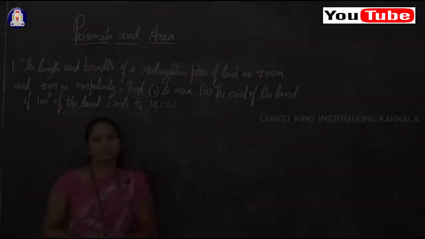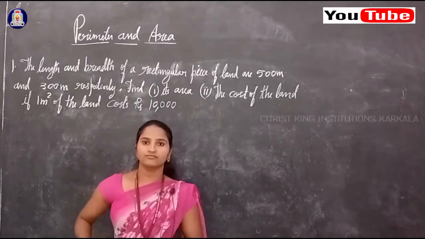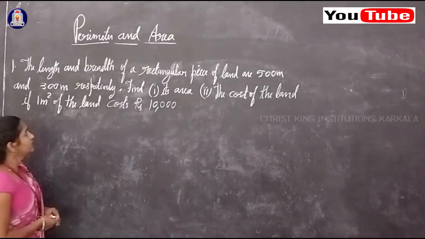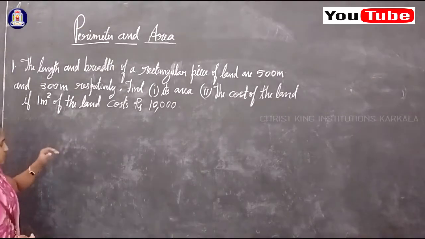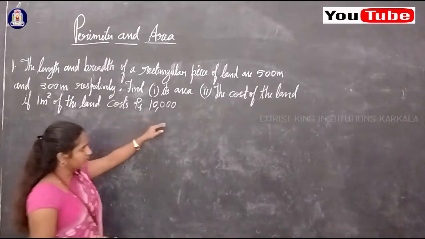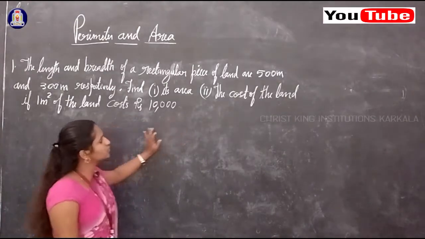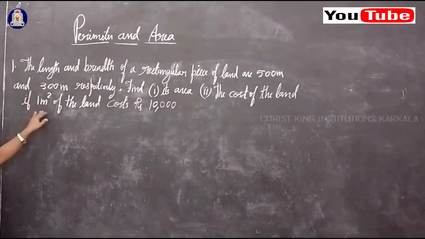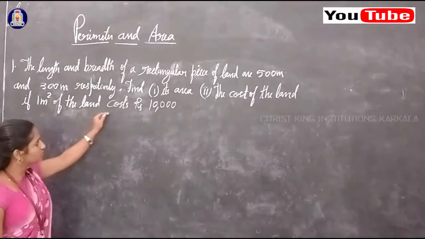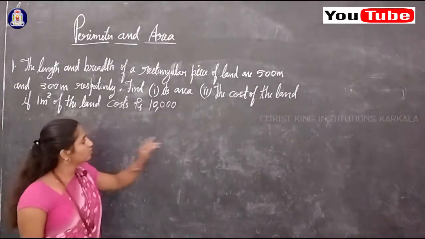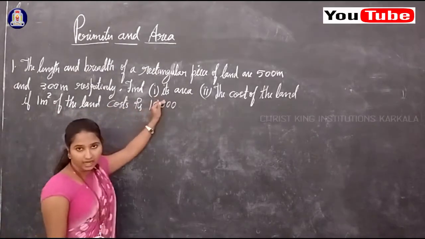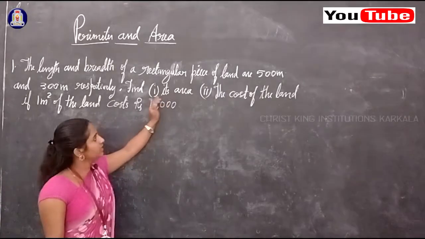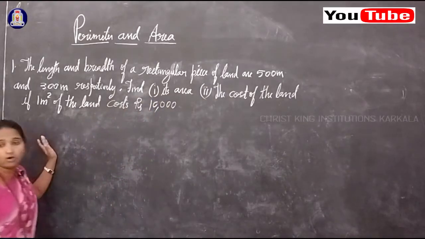Clear? Okay. Now we'll solve the exercise sums. The first one: the length and breadth of a rectangular piece of land are 500 meter and 300 meter respectively. Find its area. And the second one: the cost of the land, if 1 meter square of the land costs rupees 10,000. Okay, you have to find the area of the rectangular piece of land.